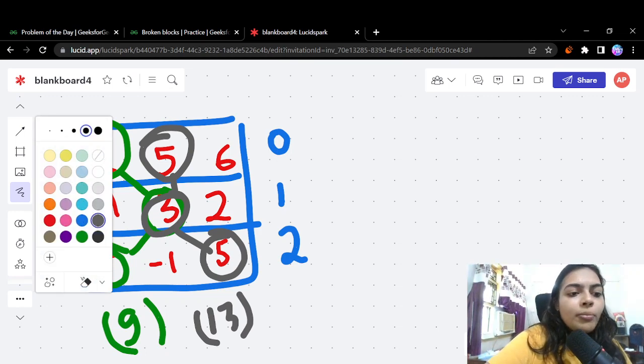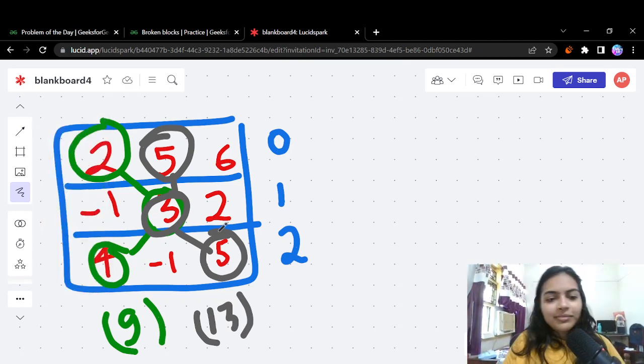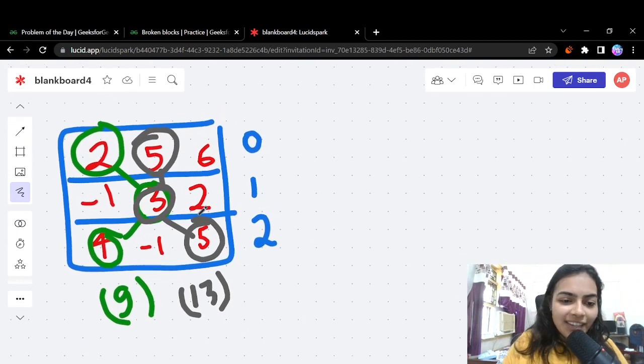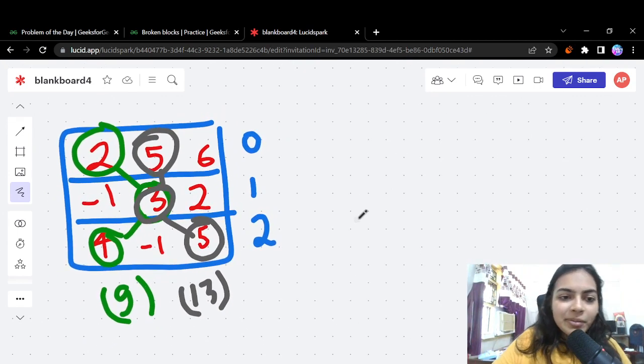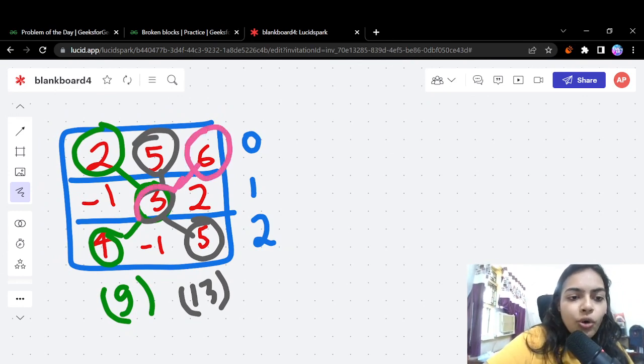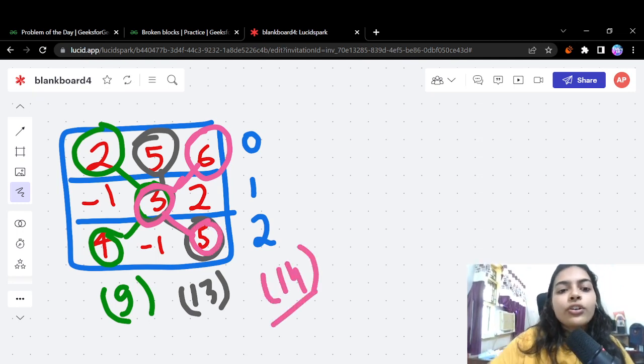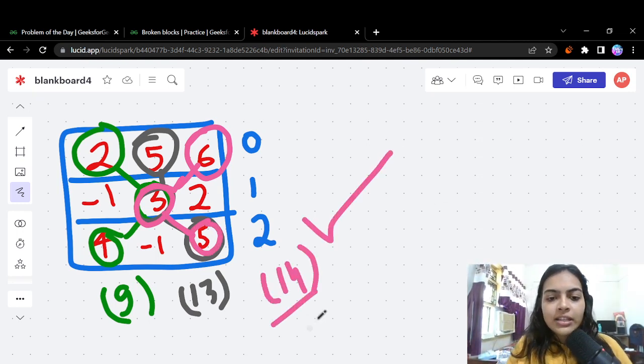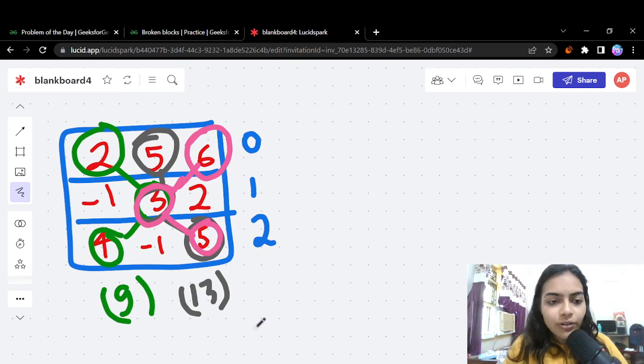But if I know data structure and algorithm, then I can try to maximize my gold coins. Instead of doing random trial and error, I will write some algorithm to find the answer. What is the answer in this case? You start from 6, you go to 3, and then you go to 5. 6 plus 3 is 9, 9 plus 5 is 14, and you're going to collect 14 gold coins, which is the answer in this case. Now how do we reach 14? What is the algorithm to do that?